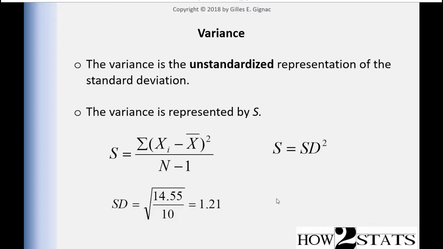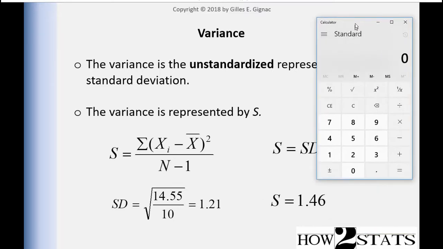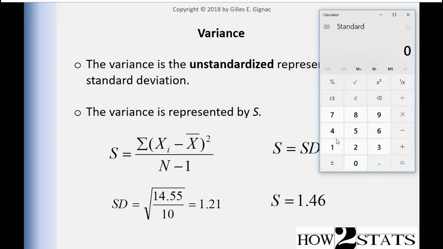So in the case of the sleep data, where we estimated a standard deviation of 1.21, that's a standardized representation of how much variability there is in the data, the variance would correspond to 1.46. And you can calculate that very quickly in a calculator like this. 1.21 is the standard deviation, so you can square it and you get 1.46, which is the variance.